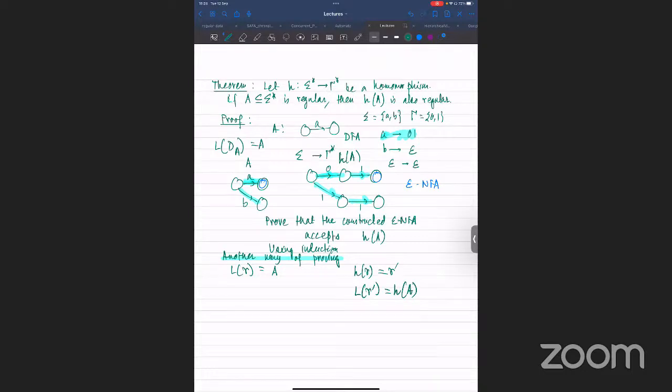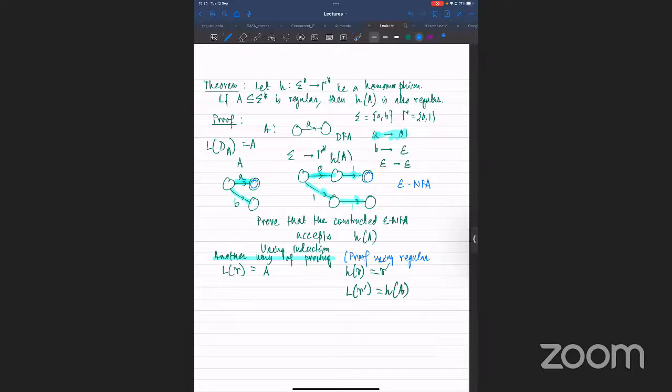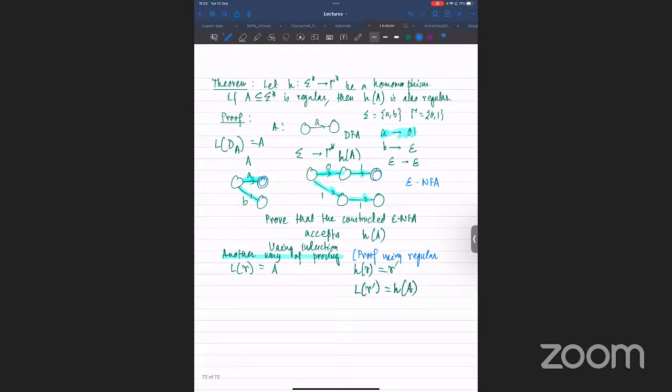How do you prove this? Let's try to look at one or two examples. So how do you prove this? Let's try to prove this. So this is proof using regular expression. I didn't get into the detail of the previous proof because we have seen similar things several times. I think now it's time that you should be able to work these things out yourself. So, proof using regular expression.